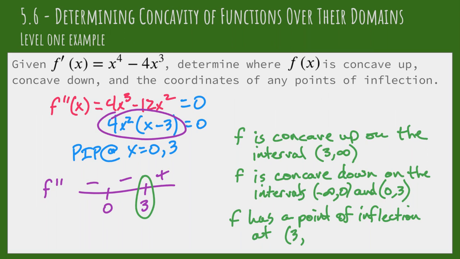It says the coordinates of any points of inflection. So let's change the question here a little bit just so we can answer it. And we'll just say the x coordinate of any points of inflection. So f has a point of inflection at x equals 3.